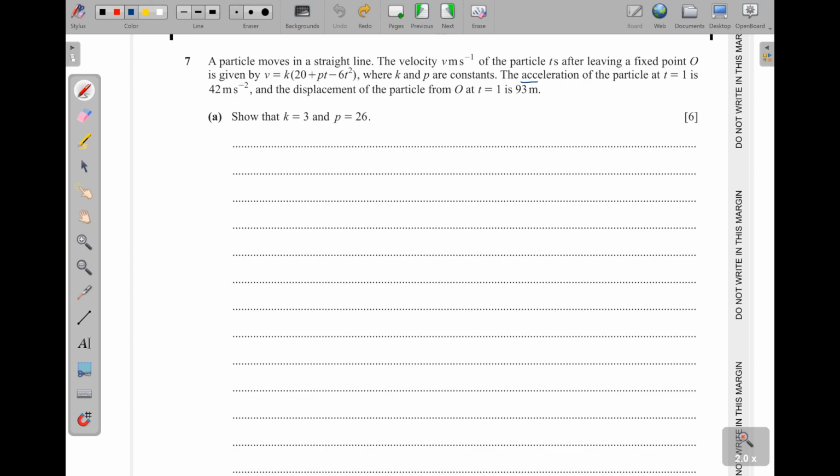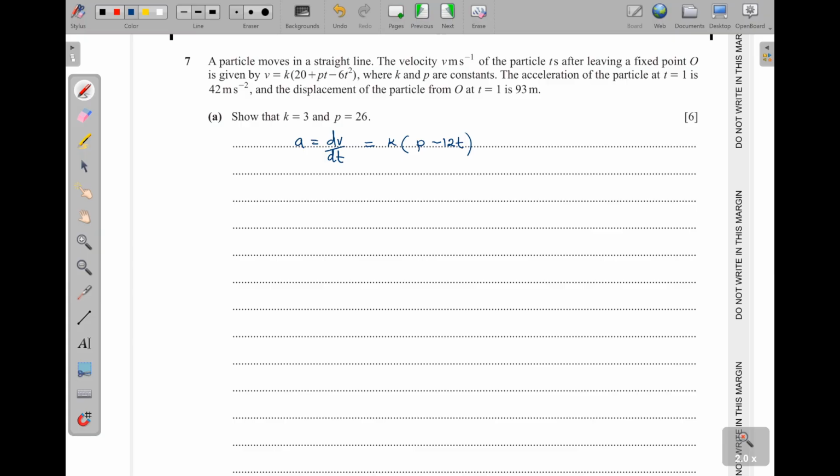Now, since here they are talking about acceleration, acceleration is the rate of change of velocity. So a is equal to dv/dt. So we are supposed to differentiate here. When you differentiate this, since k is a constant that multiplies everything, we can just leave it there. You differentiate a constant, you get a 0. Then you differentiate pt, you get p. You differentiate 6t squared, you get 12t. So minus 12t.